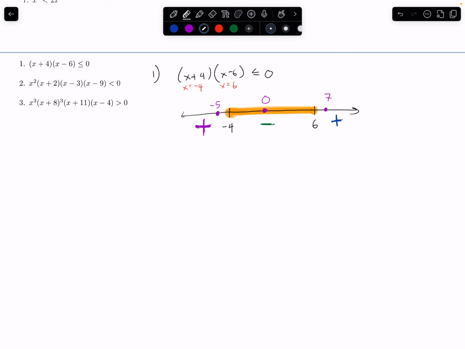Now I'm ready to answer my question. Here's the answer. Oh, I spelled answer wrong. Answer: from negative 4 up through positive 6. Notice I have hard brackets because I'm including the endpoints. So final answer here in yellow. Actually, let's do orange, because that'll kind of match the graphical version I have above the number line.